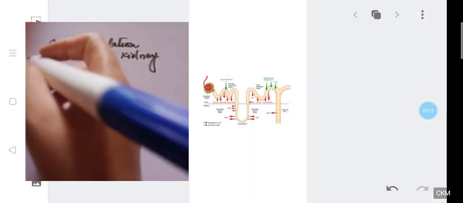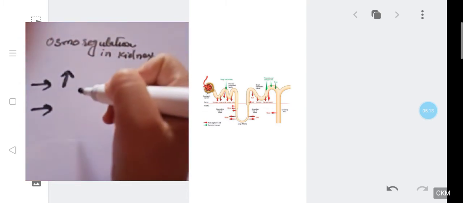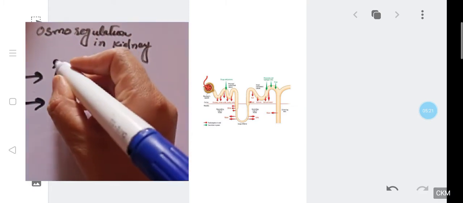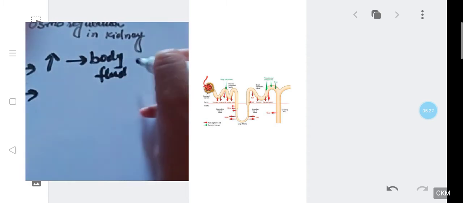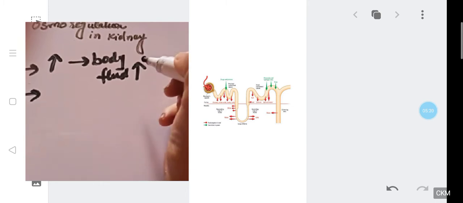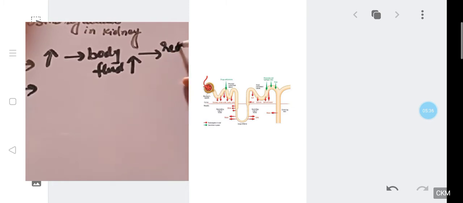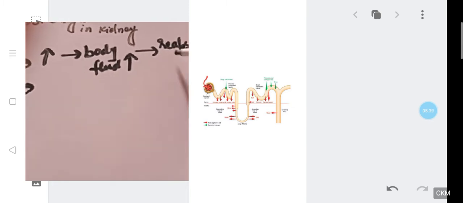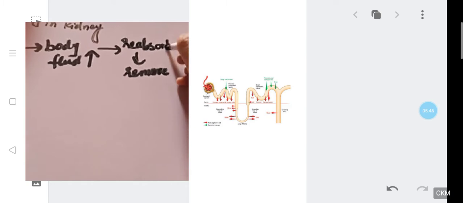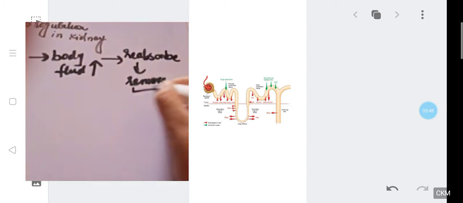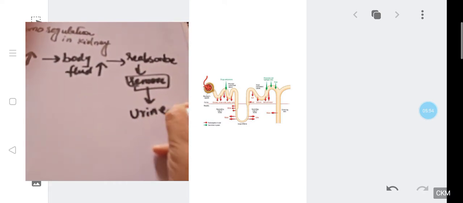About the osmoregulation of the kidney, our body is facing two situations. Let's suppose we are taking a high amount of water. What will happen? Our body fluid will have a high amount of water. When our body fluid has a high amount of water, less water is going to reabsorb, and more water is going to be removed. In that case, the urine will be diluted.